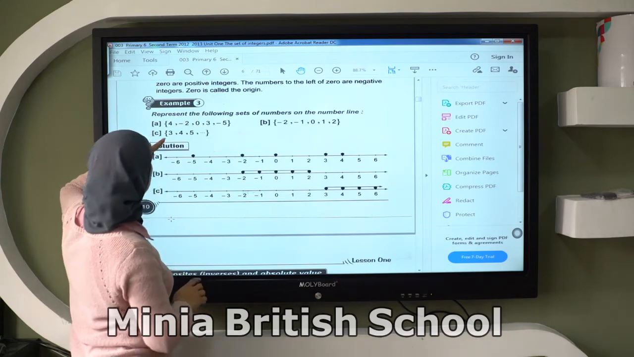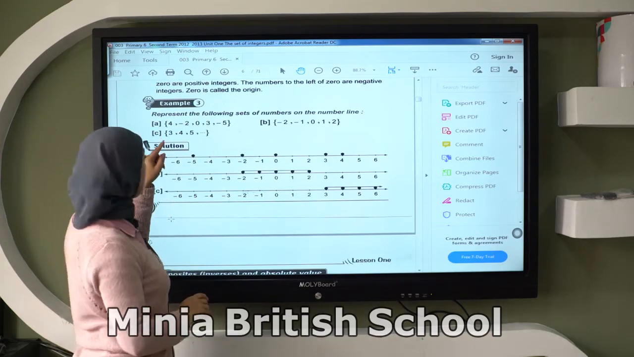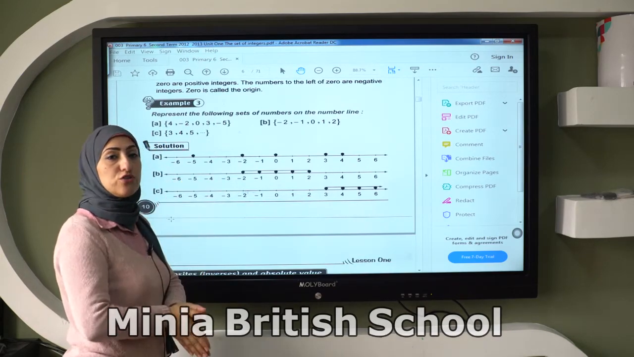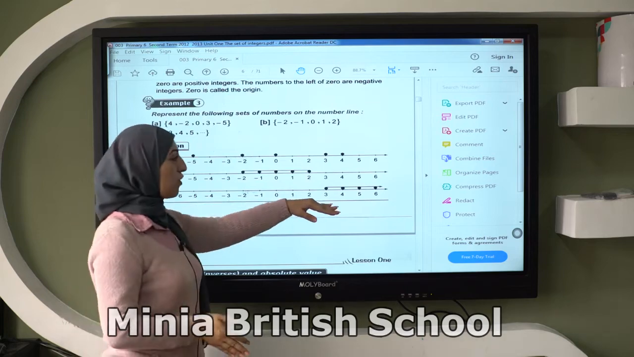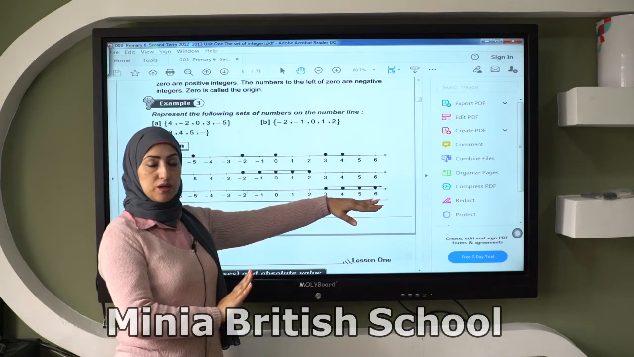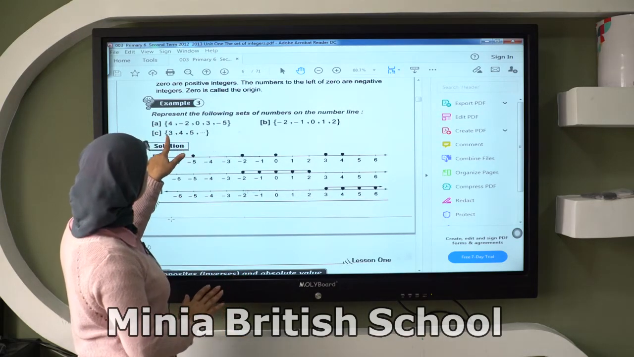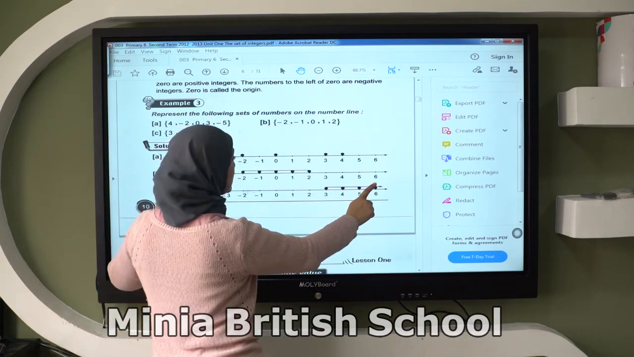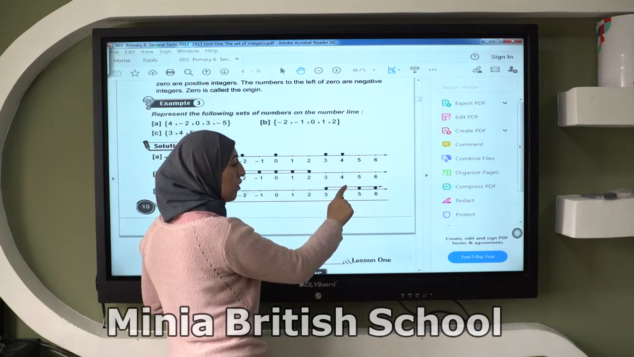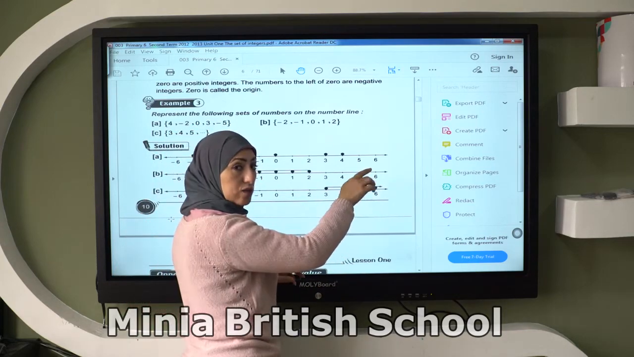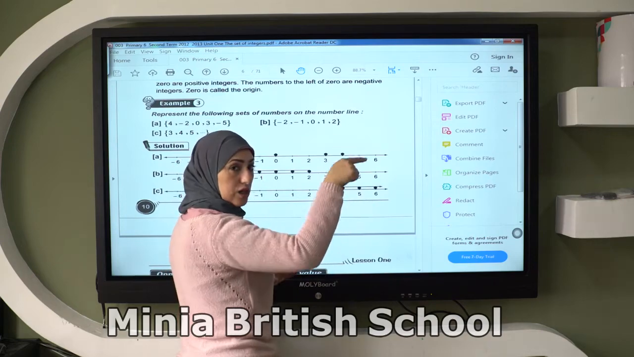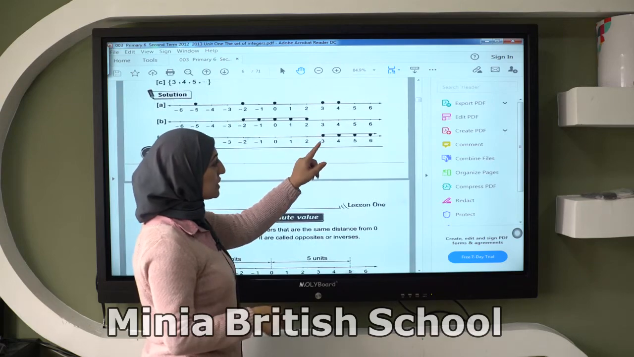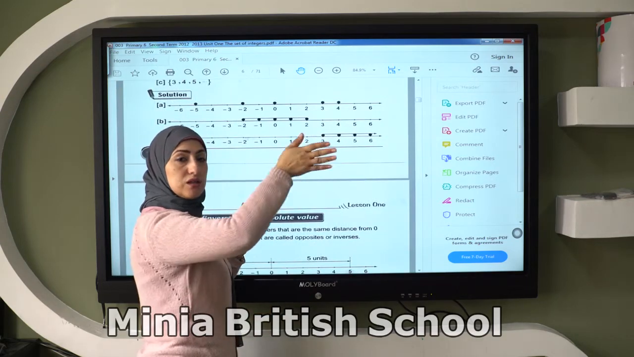Here, for example, in letter C, 3, 4, 5, and so on. How can I represent this on the number line? Again, I'll draw my normal number line. Then from 3, I put here a dot, 4, 5, 6, and so on. I have to draw a line with an arrow, okay? It means an arrow to represent that this will continue.